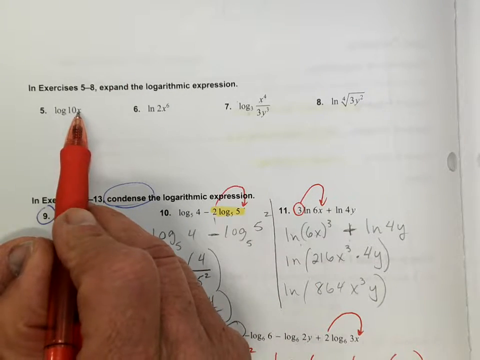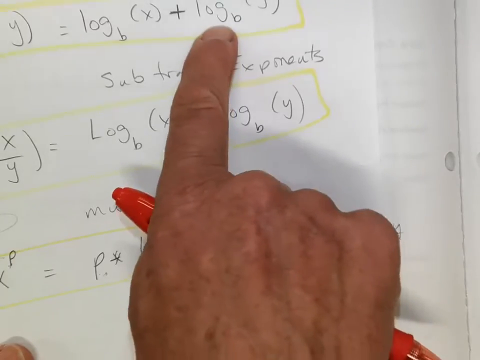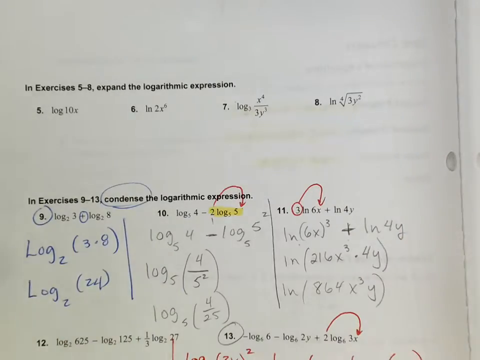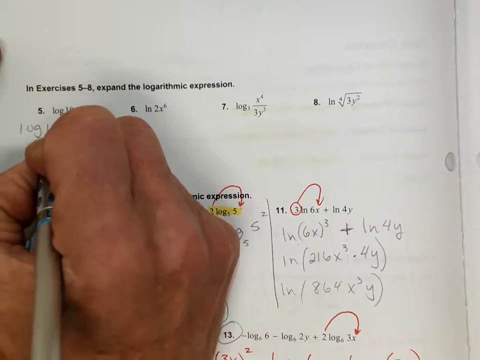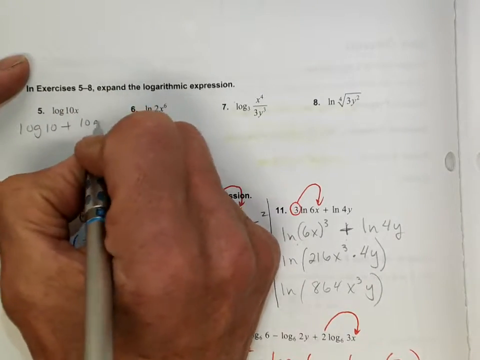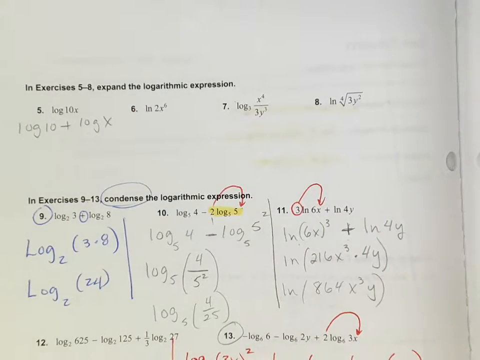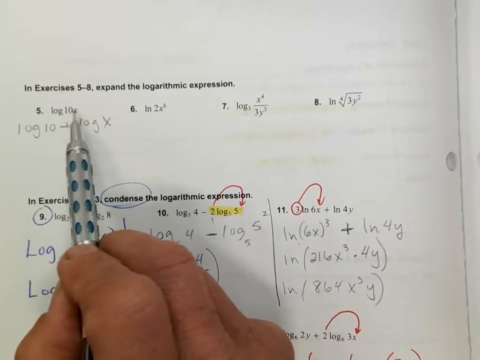You guys agree? So if they're being multiplied, I'm going to spread it out and make it plus. It's an easy one. I'm going to go log of 10 plus log of x. There's a times sign in there that's invisible, right?